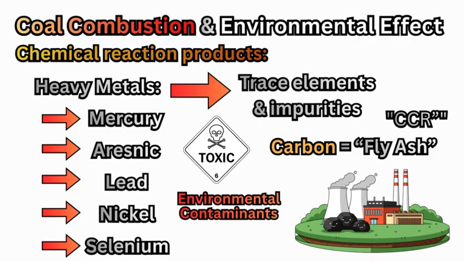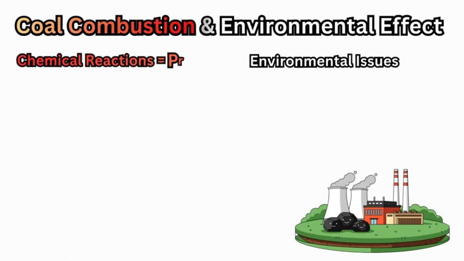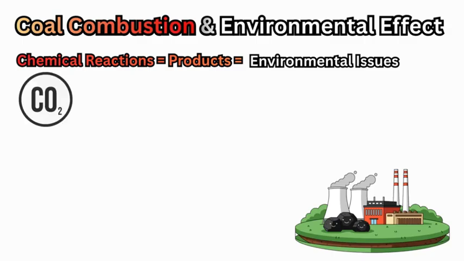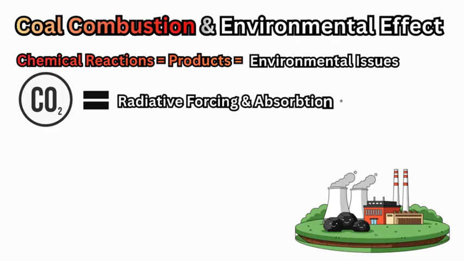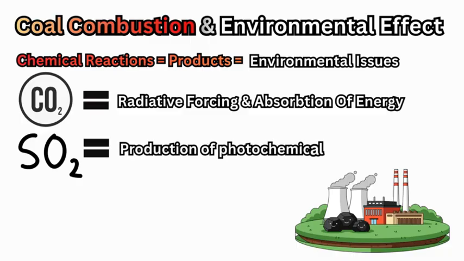There are many effects in the environment caused by the chemical compounds produced after coal combustion. The CO2 is responsible for changing the radiative forcing of the atmosphere and the air molecules within the troposphere and the stratosphere, which is going to alter the way that the air molecules absorb and trap and reflect heat or energy. The SO2 is associated with photochemical smog and acid rain formation.